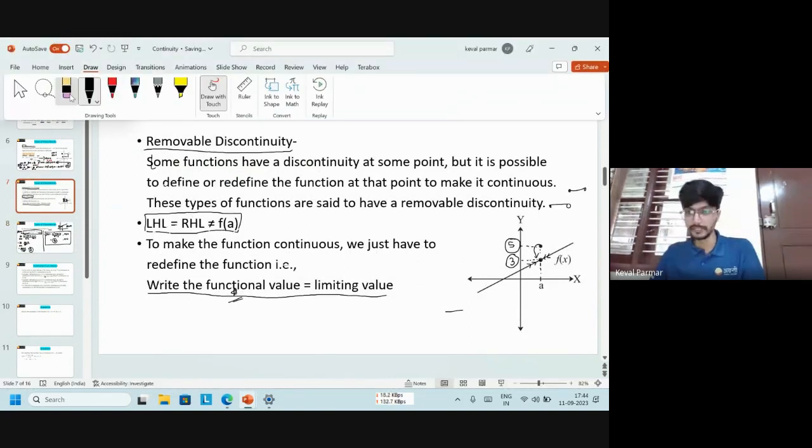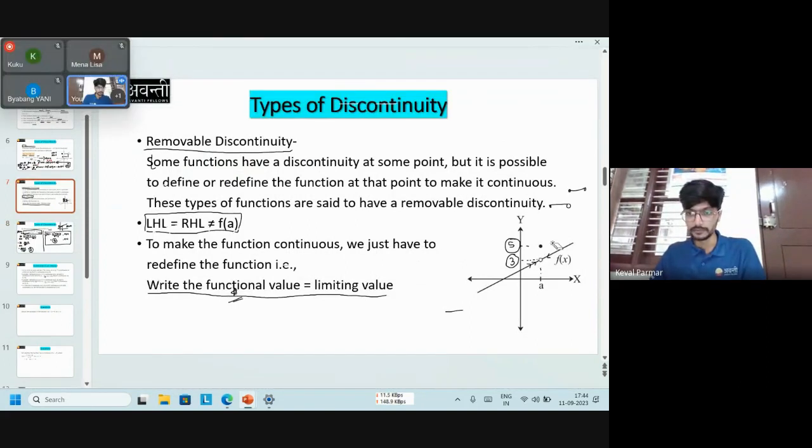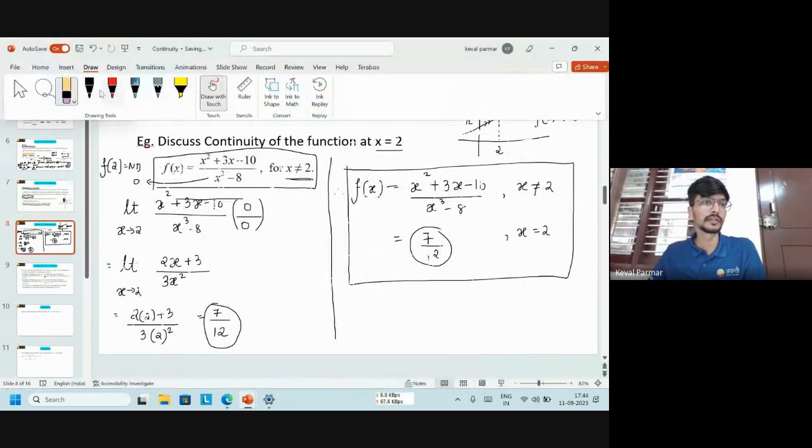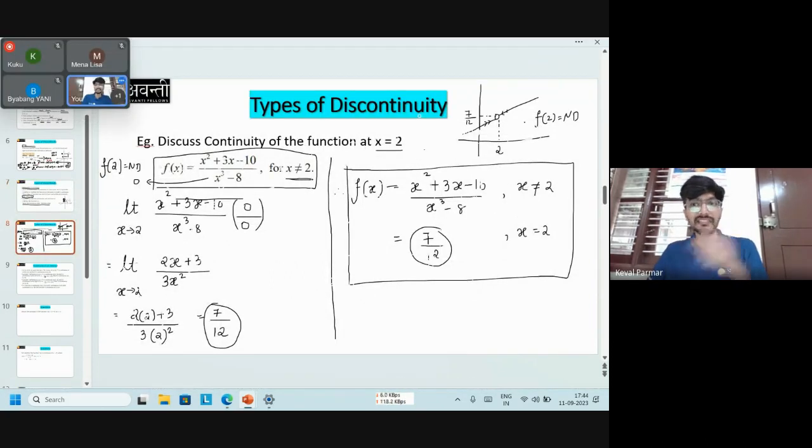In this example, let me rub it out. Here the functional value is still there. But in our case, there is no functional value. There is no solid circle. That means the functional value is not defined. And if the functional value is not defined, the function is discontinuous.